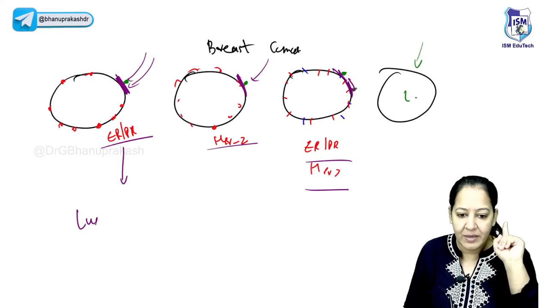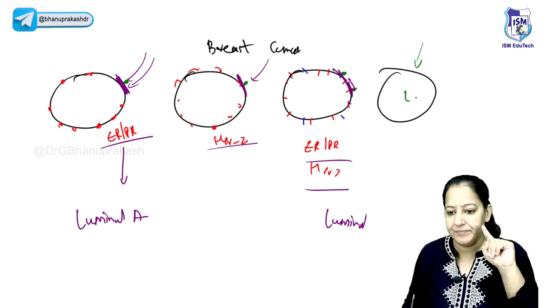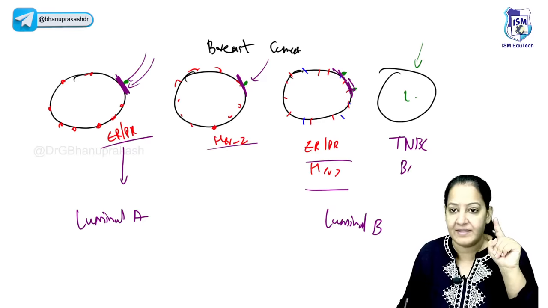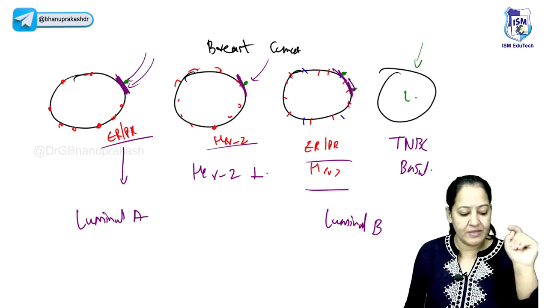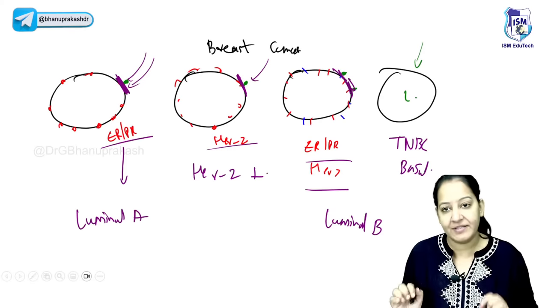So this is known as luminal type A, luminal A. This one is known as luminal B. And this one is known as triple negative breast cancer, that is the basal one, the worst prognosis. And these ones are known as HER2 positive, only HER2 positive. Those are the four types of breast cancer in front of you. How many of you got it, actually?